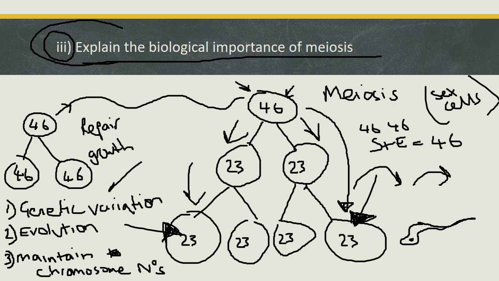If you just want to write these 3 bullet points, that would be satisfactory. If you can explain them in a sentence, then great. Meiosis is important for genetic variation, so it creates cells with a different genetic makeup each time, which allows us to evolve as a species over generations and generations. And the fact that we take a cell of 46 chromosomes and make cells with 23 chromosomes allows us to maintain chromosome number. Okay, that's the answer for part 3.